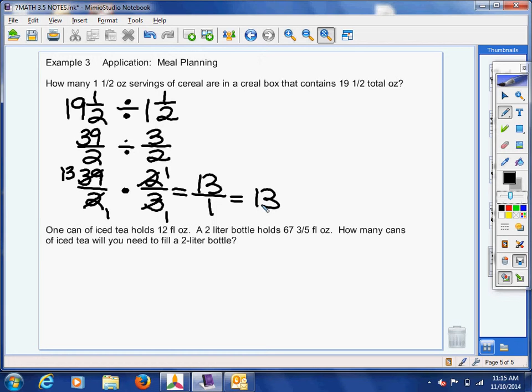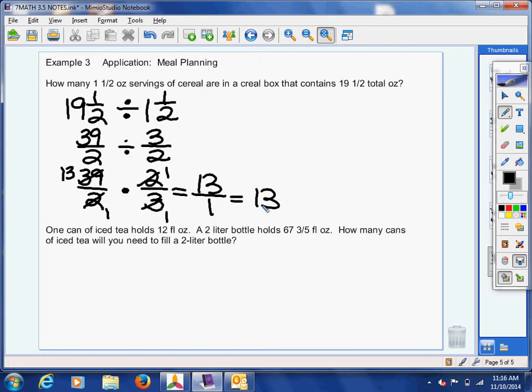All right, so let's try this one on the bottom. You got a can of iced tea that holds 12 fluid ounces. So one can is 12 fluid ounces. Now a 2-liter bottle, is a 2-liter bottle bigger or smaller than a can? Bigger. Now it holds 67 3/5 fluid ounces. How many cans of iced tea will you need to fill a 2-liter bottle?